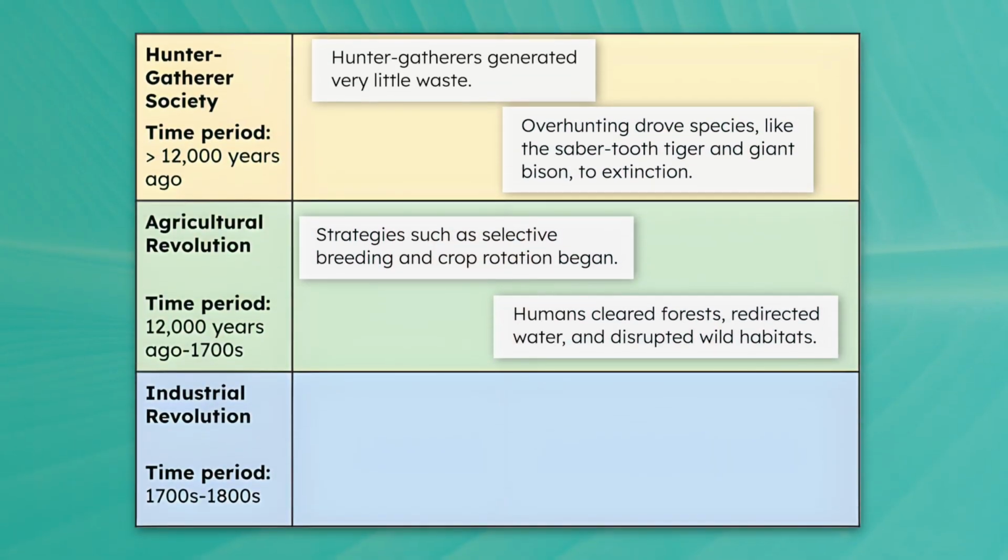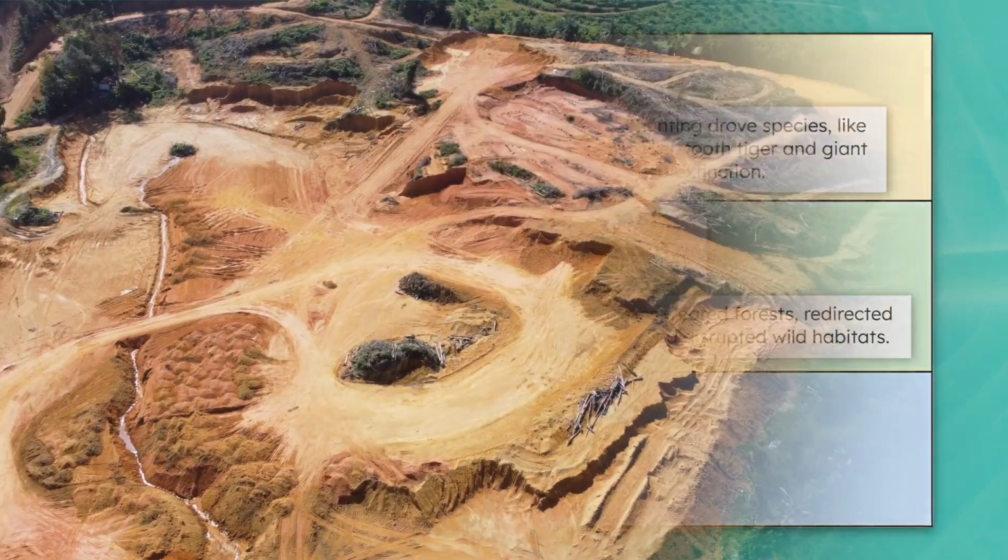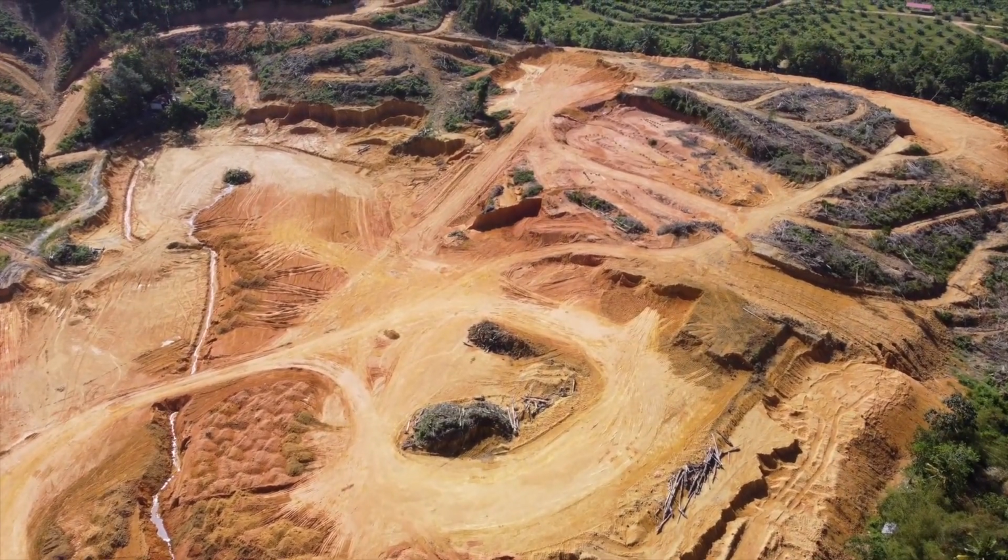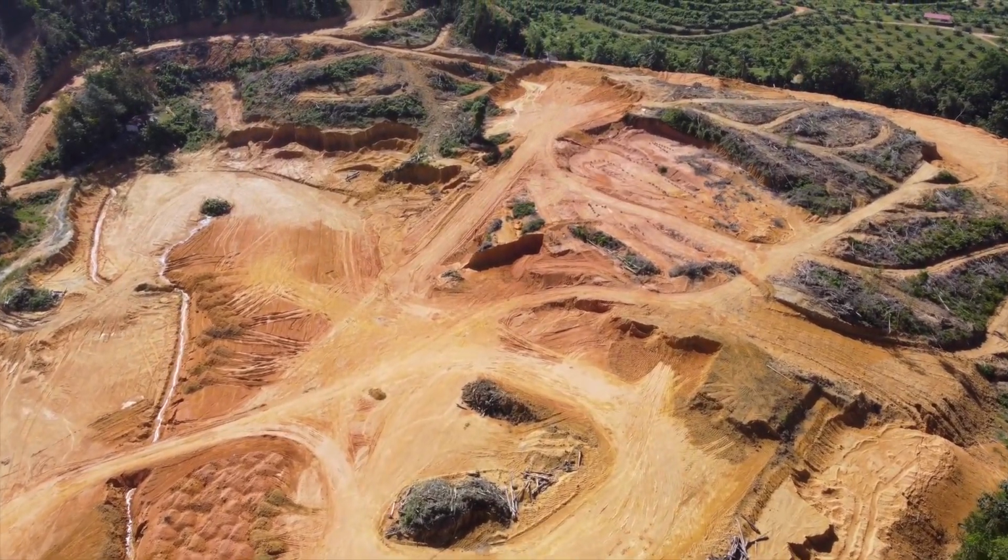This time period is when humans really started to modify the land. To create farmland, humans cleared forests, redirected water, and disrupted wild habitats. This period marks the beginning of deforestation, soil erosion, and water shortages we still struggle with today. The agricultural revolution drastically changed the way humans used land and resources. But another revolution was coming, and it would forever change the ways we modified the environment and used land space.